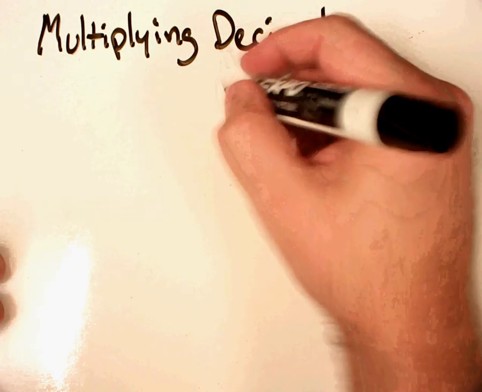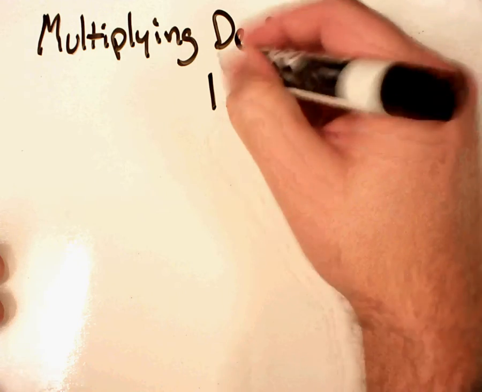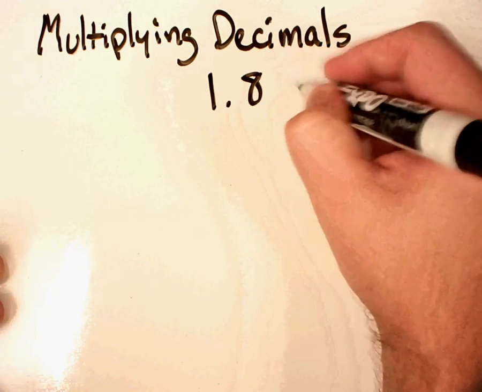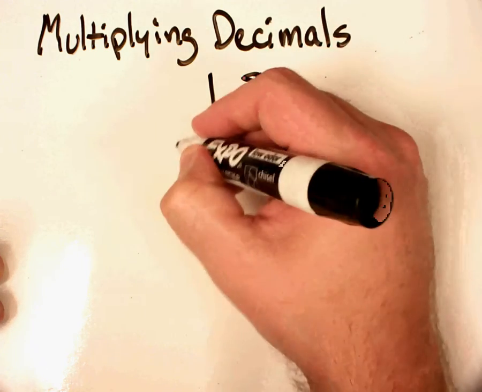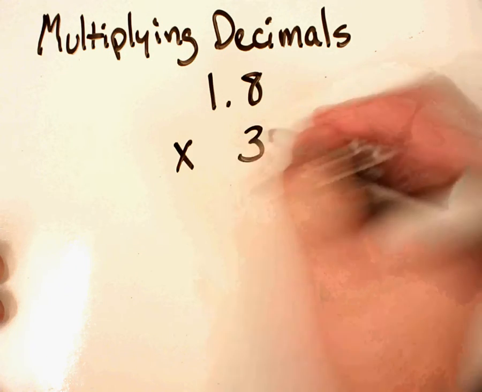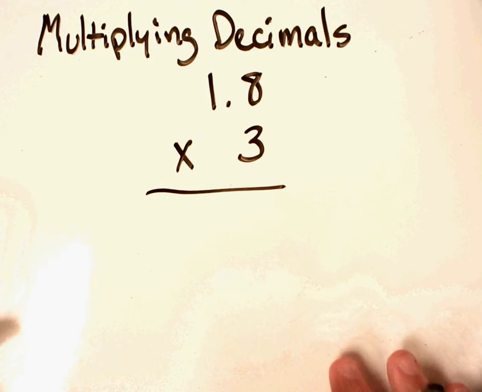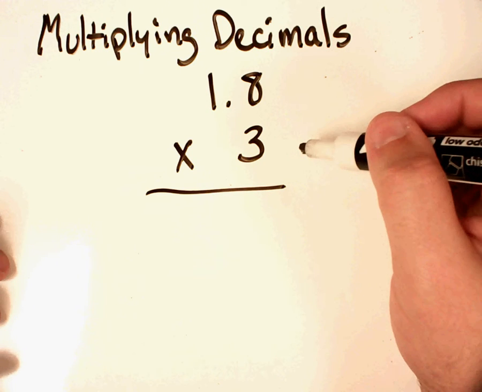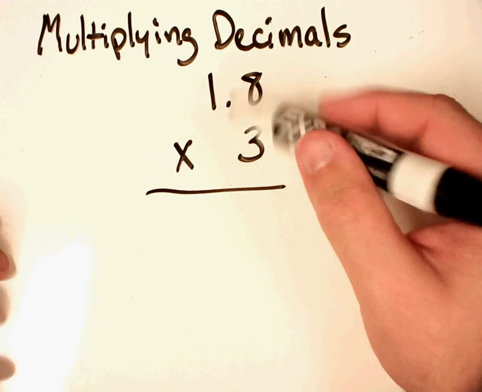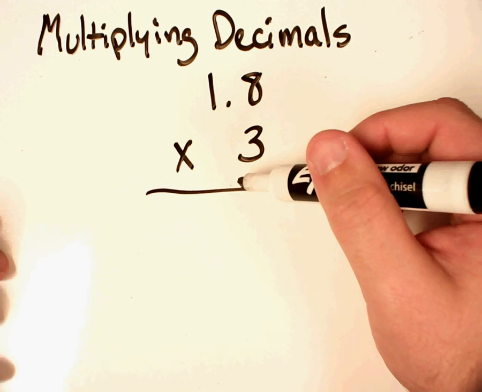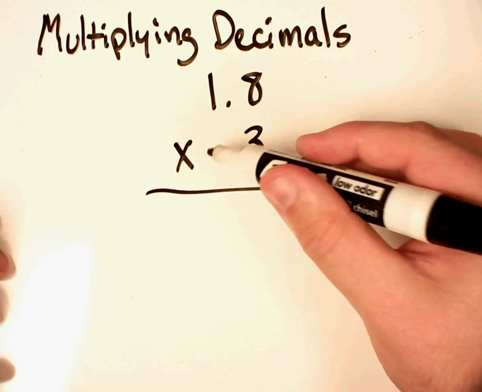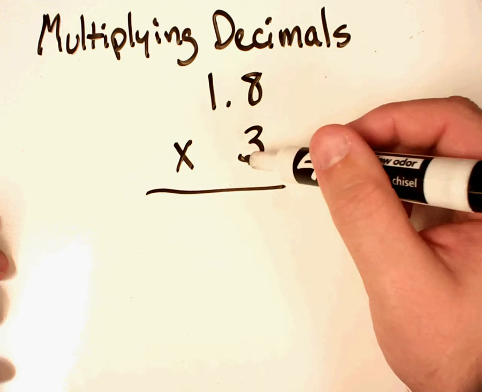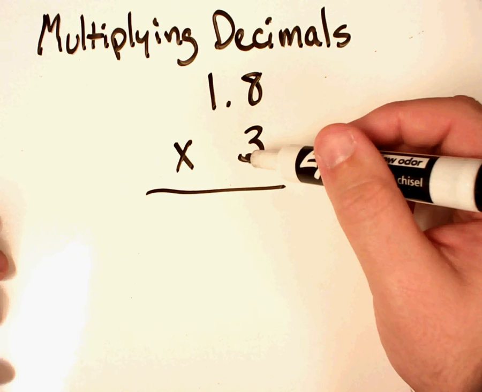So our first problem is 1.8 times 3. Now, when we're multiplying decimals, whether we've got 2 decimals or a decimal and a whole number, we don't have to line the decimals up. So when we're adding and subtracting, we do, but when we're multiplying, we don't need to line up the decimals. That actually does not matter.